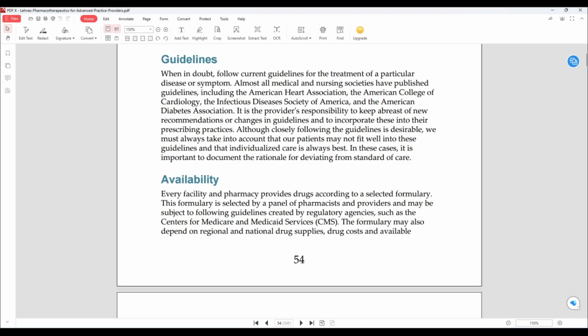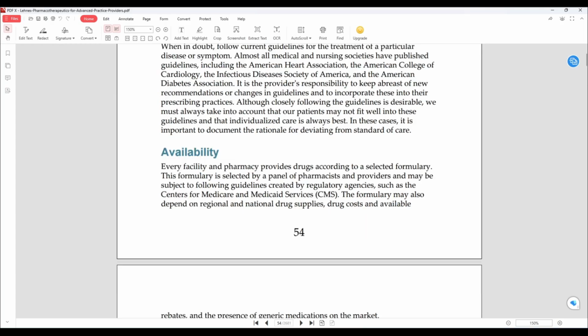their prescribing practices. Although closely following the guidelines is desirable, we must always take into account that our patients may not fit well into these guidelines and that individualized care is always best. In these cases, it is important to document the rationale for deviating from standard of care.